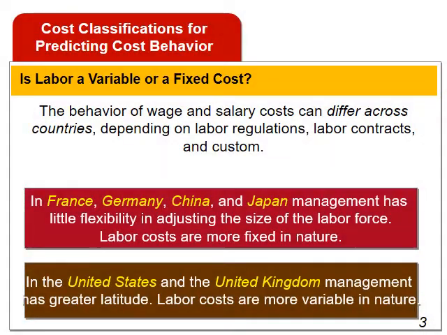In much of France, China, and Japan, management has little flexibility in adjusting the size of the labor force. Labor costs tend to be viewed as more fixed than variable. In recent years we have seen some changes in management's flexibility. In the US and United Kingdom, management has much greater latitude to adjust the size of the labor force. Labor costs in some industries are still viewed as more variable than fixed.